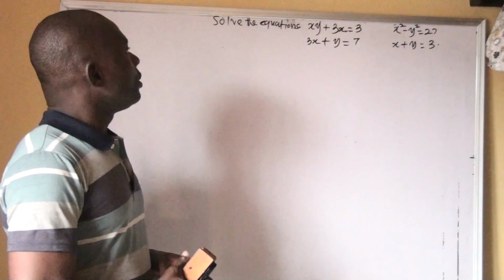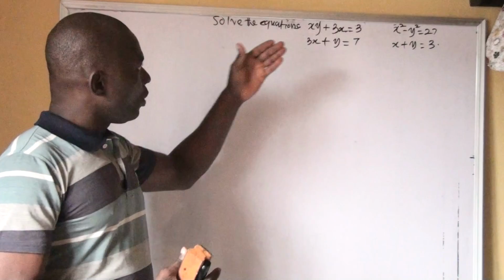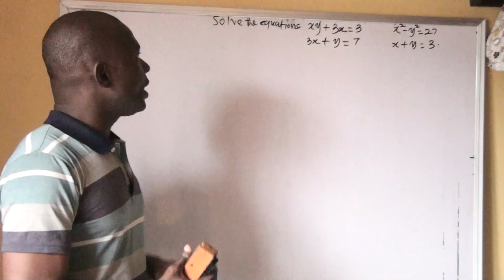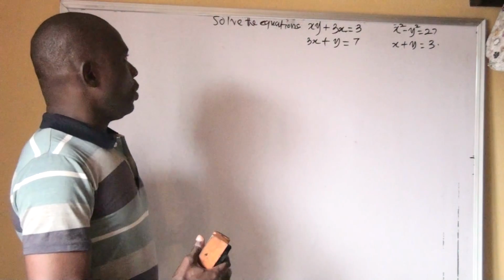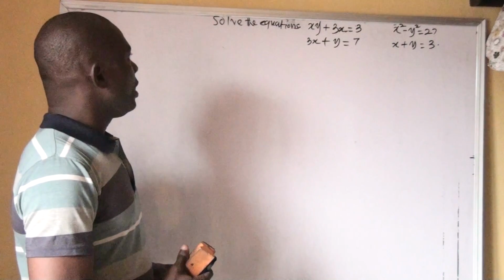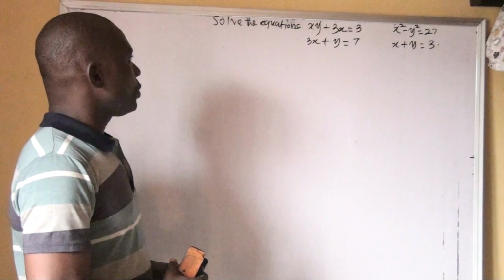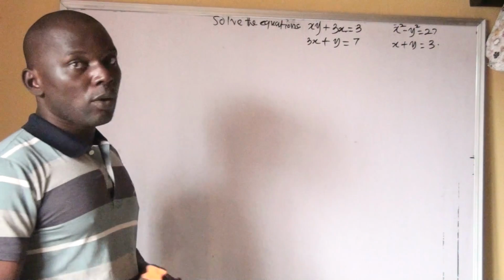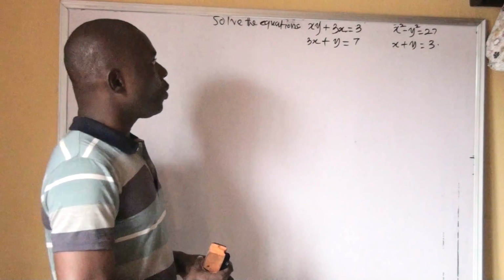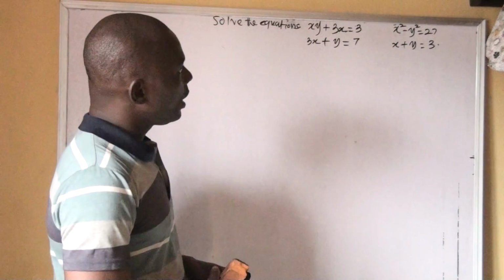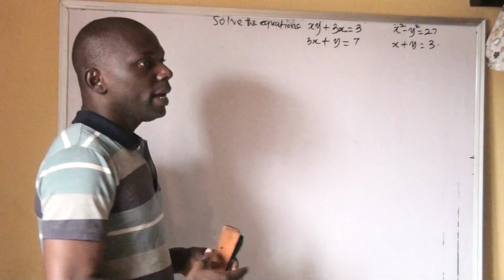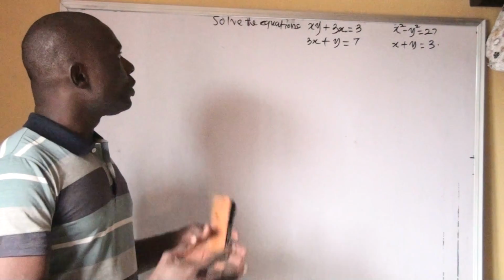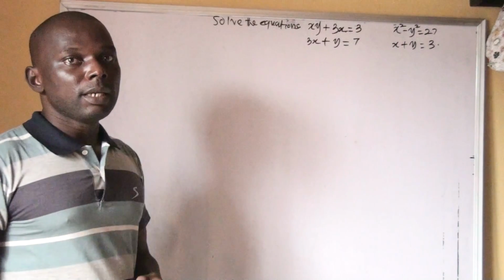Okay, so we have on the board before us xy plus 3x equals 3 as equation 1, and 3x plus y equals 7 as equation 2 for question 1, and the other question is x squared minus y squared equals 27, then x plus y equals 3. Here we are going to see how to resolve equations of this nature.